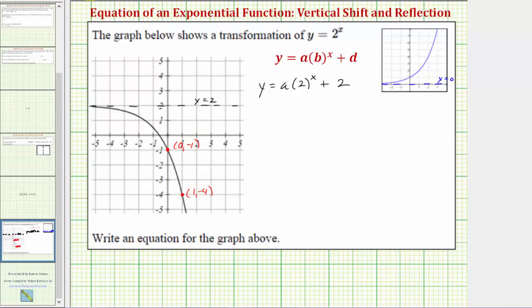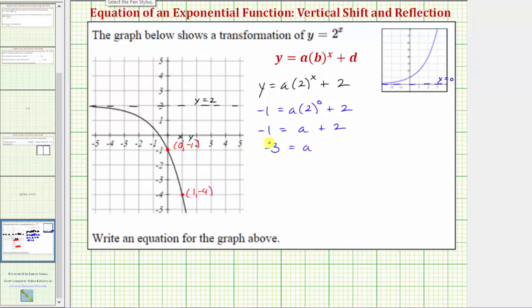Using this point here, let's substitute 0 for x and negative 1 for y. So performing the substitution, we would have negative 1 equals a times 2 raised to the power of 0 plus 2. Simplifying, we have negative 1 equals, 2 to the 0 is equal to 1, a times 1 is a, so we have a plus 2 on the right. Subtracting 2 on both sides, we have a equals negative 3.